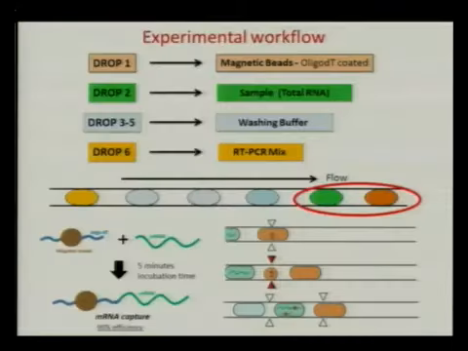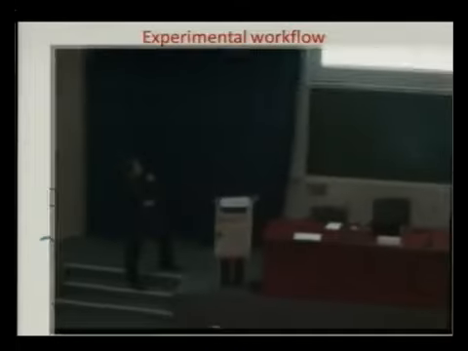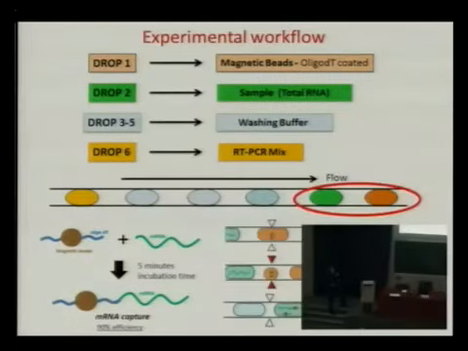So using this platform, we perform RT-PCR, and for doing that, we generate a train of droplets where the first droplet contains magnetic beads coated with oligo-dT in order to capture the mRNA. The second droplet contains the sample, in this case a total RNA. Then we have 3 droplets of washing buffer, and then finally a droplet containing a mix for the RT and the PCR. So the first part of the experiment is just the capturing of the magnetic beads and transferring them to the second droplet containing the total RNA.